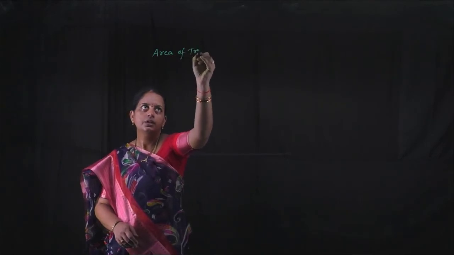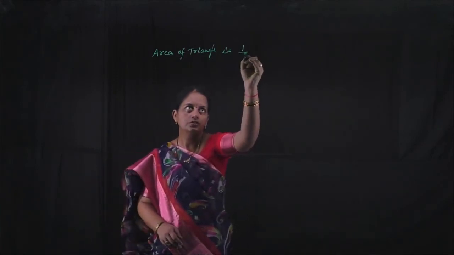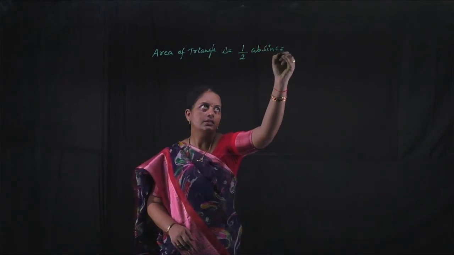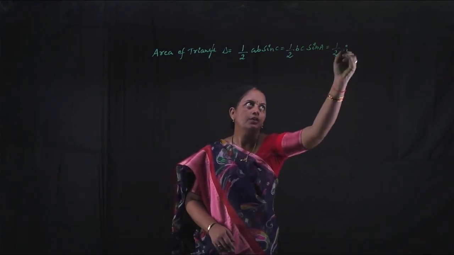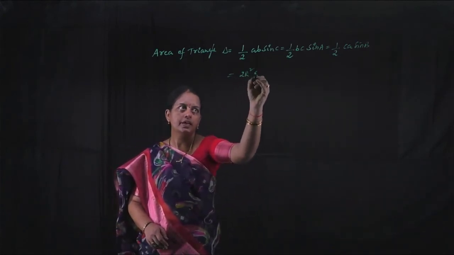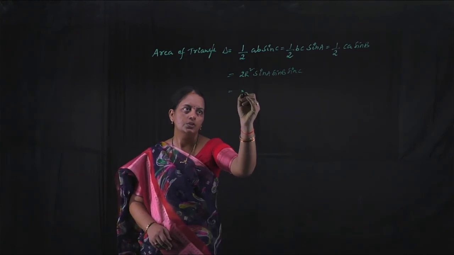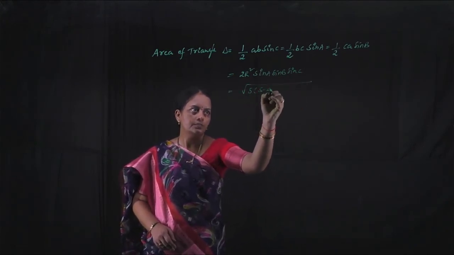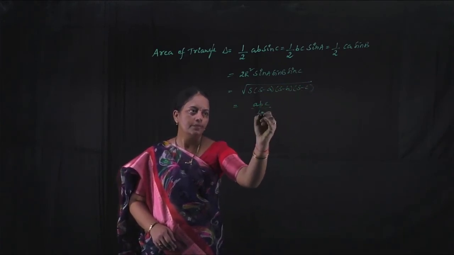Once more I recall the formulae for area of triangle. Area of triangle delta is equal to, first one derived is half AB sin C, that is equal to half BC sin A, which is equal to half CA sin B. And the second one is 2R square sin A sin B sin C. And third one is root of S into S minus A, S minus B, S minus C. And the last one is abc by 4R.